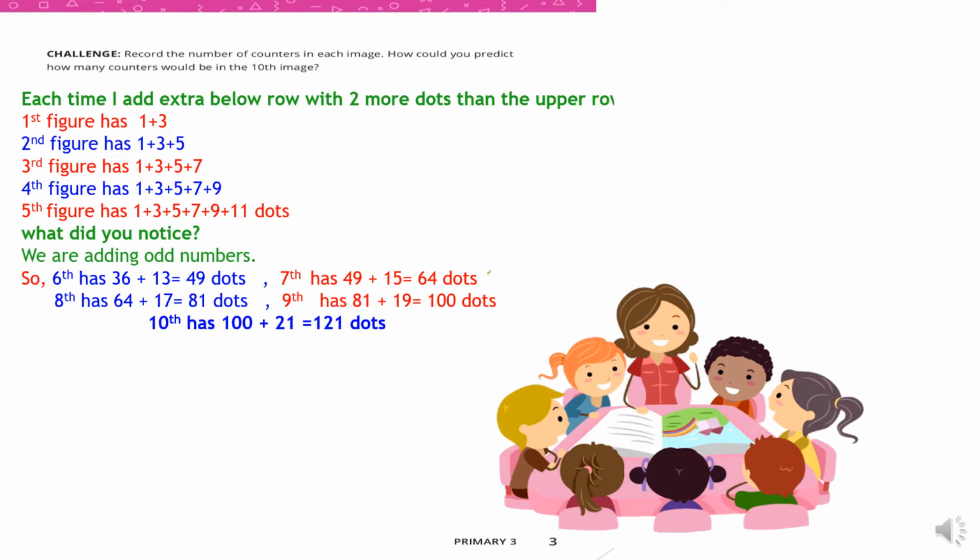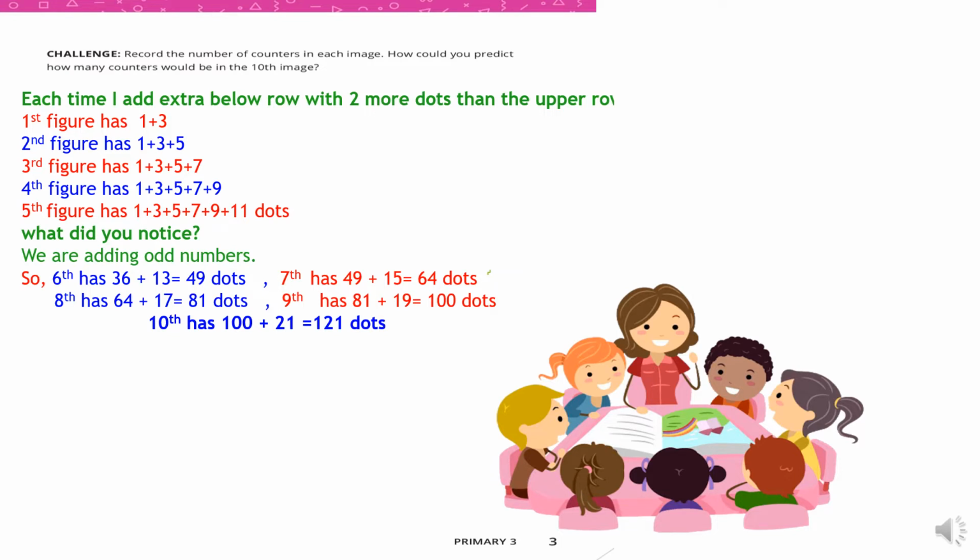Each time I will add the next odd number. In the 5th image, all dots are equal 36. So number 6, it has 36 dots plus 13, which is the next odd number after 11. All of them equal 49.